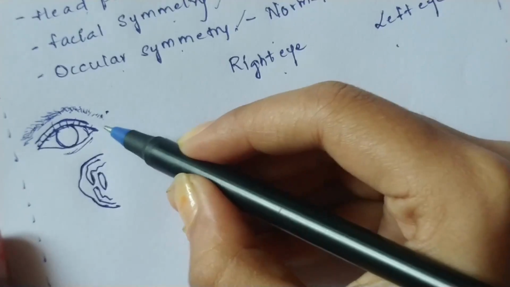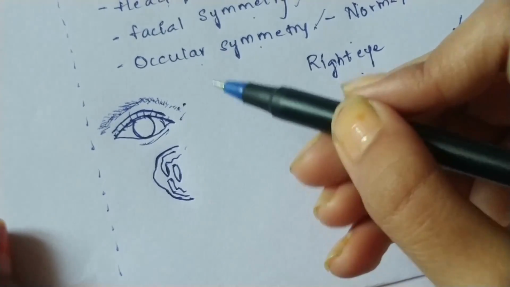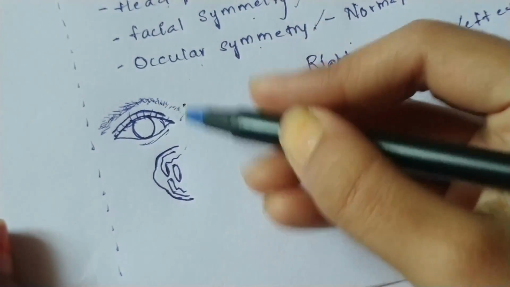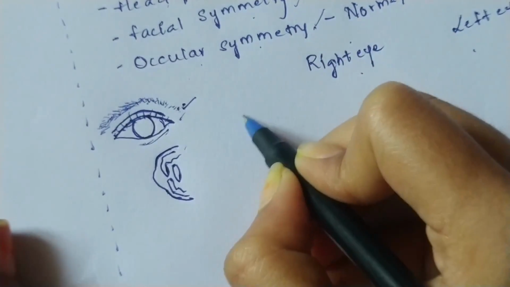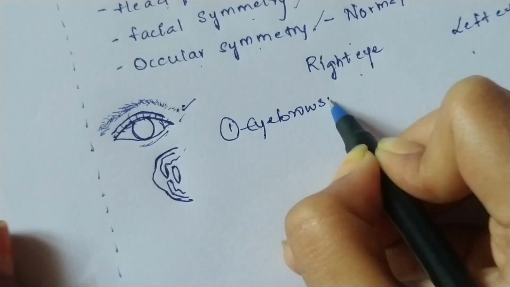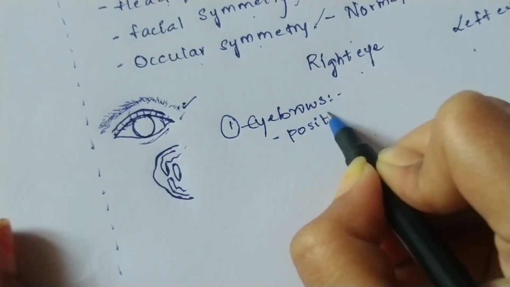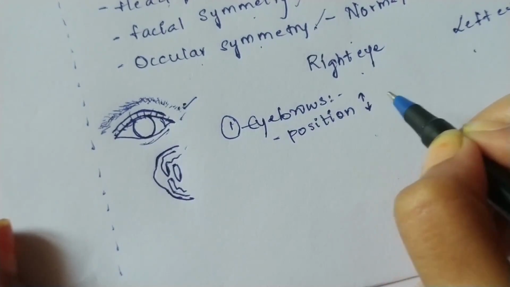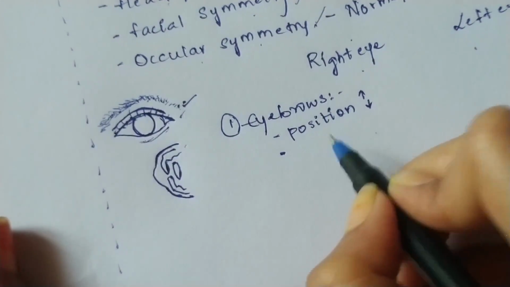why I have drawn these is to make you understand, to make you remember easily what are the things we have to examine. I have drawn these two diagrams. First of all, you have to examine eyebrows. We will write here eyebrows. What you have to see in eyebrows? You have to see their position, whether they are lifted or drooping or in the correct position. You have to observe their position.